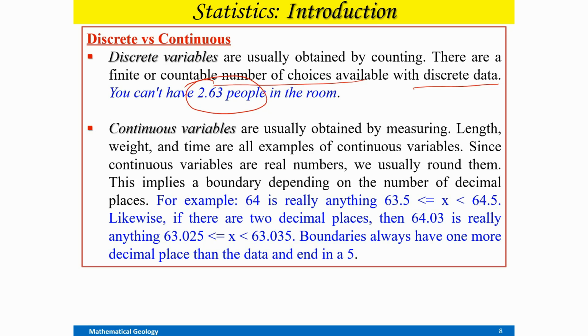What are continuous variables? Continuous variables are usually obtained by measuring. Like you are measuring length, or weight, or time. That can be expressed in fractions also. So for example, x could be in between 63.5 less than or equal to x less than 64.5. So when I present your variables in this format, in decimal format, you can consider it a continuous variable. You got my point? So discrete variables are usually obtained by counting. Continuous variables are usually obtained by measuring.